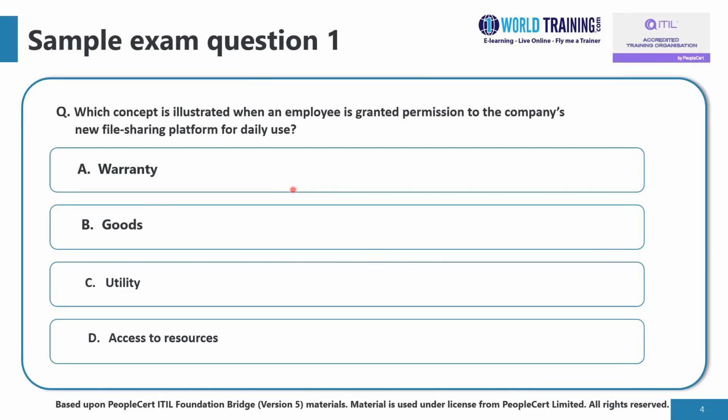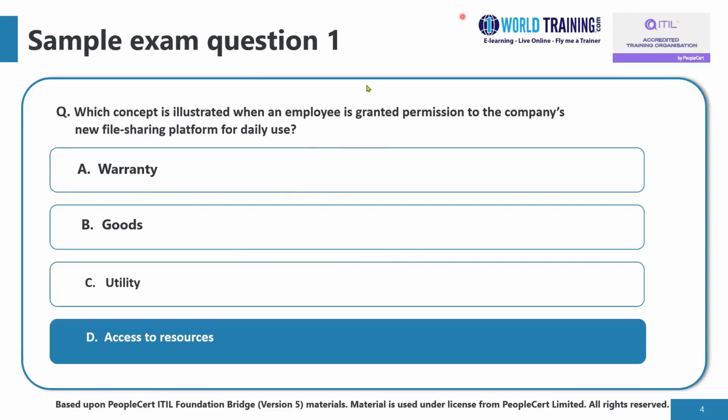Choice C is also incorrect, because utility is the functionality offered by a product or service to meet a particular need. And it is basically what the service does, and whether a service is fit for purpose or not. Choice D looks good because the service consumer is gaining access to the service provider's resources and uses them according to the agreed terms and conditions. This is what is happening here. And in this case, the employee has been granted permission to use the resource of the file sharing platform. Therefore, choice D would be correct. Access to resources.